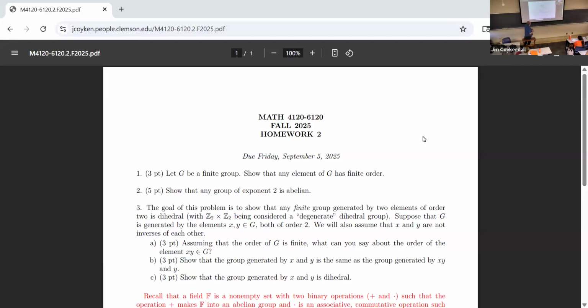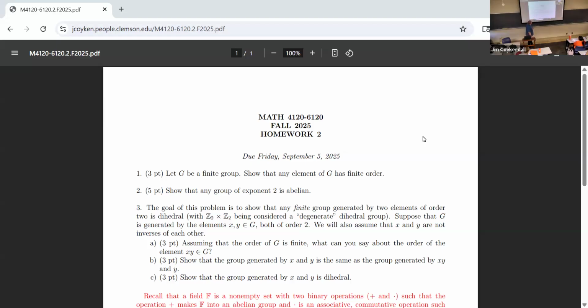Number 3 is kind of a magical mystery tour. The goal of this problem is to show that any finite group generated by 2 elements of order 2 is dihedral. And I'll tell you what the dihedral group is actually today. Suppose that G is generated by the elements x and y, both of which have order 2. We'll also assume that x and y are not inverses of each other.